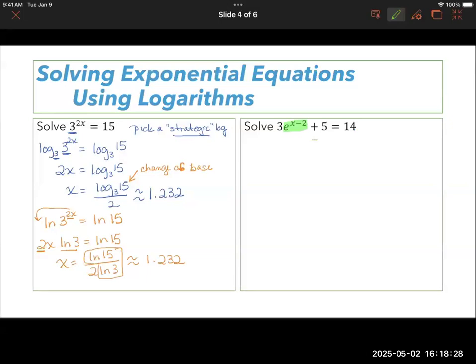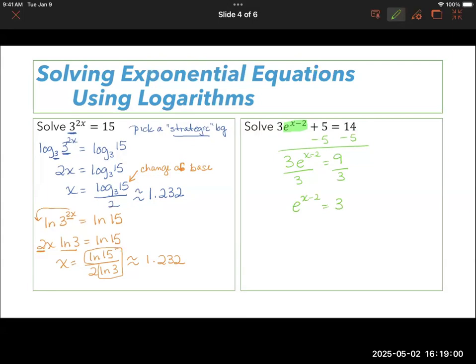So we're going to subtract 5 from both sides first, using normal inverse operation. So that's 3e to the x minus 2 equal to 9. Then we'll divide both sides by the 3 because that 3 is not part of the base. We don't have parentheses around the 3 and the e, so 3 is not part of the base. So we can divide both sides by 3 to get e to the x minus 2 equal to 3.